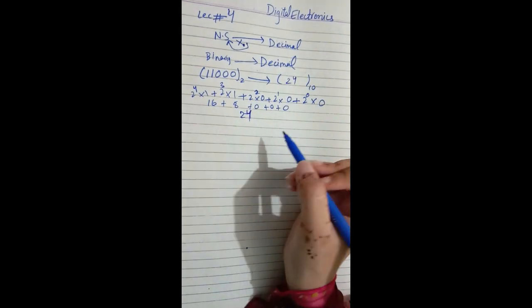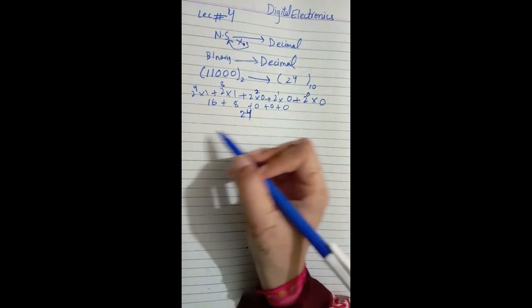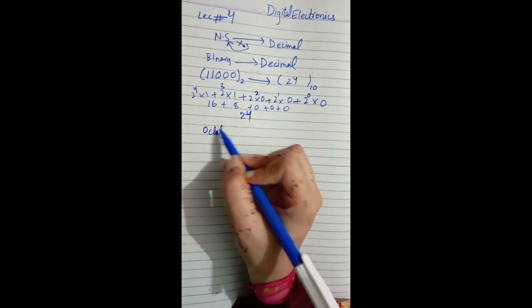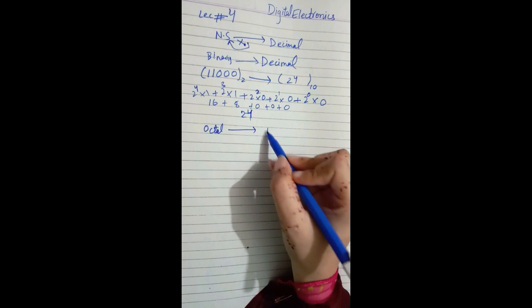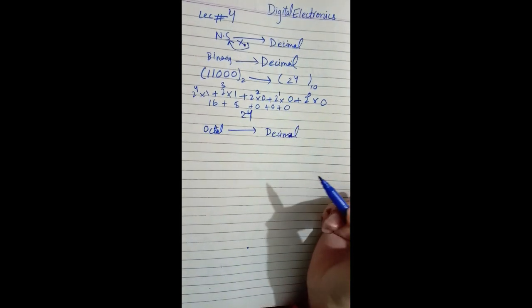This is how we go from binary number system to the decimal. And to convert from octal to decimal, we will multiply with the base of 8.